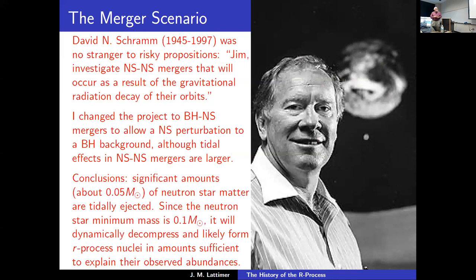Anyway, we found that crudely about a 20th of a solar mass of neutron star matter would be tidally ejected, at least ejected to escape velocity, and that further accelerations to the matter would result because it's known that neutron stars have a minimum mass of a 10th of a solar mass. So small pieces of neutron star matter that are ejected are going to dynamically decompress because the ambient pressure in such objects is negative. And so it's likely that this matter will dynamically decompress, escape, and form R process nuclei. And the amounts of these, connected with the estimated rates of mergers, which would be something like 1/10,000th to 1/100,000th the rate of supernovae, would form the R process in sufficient amounts to explain their abundances.